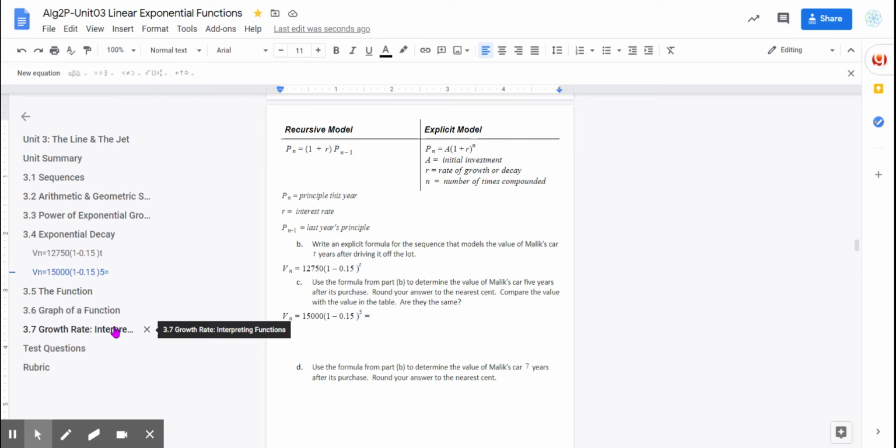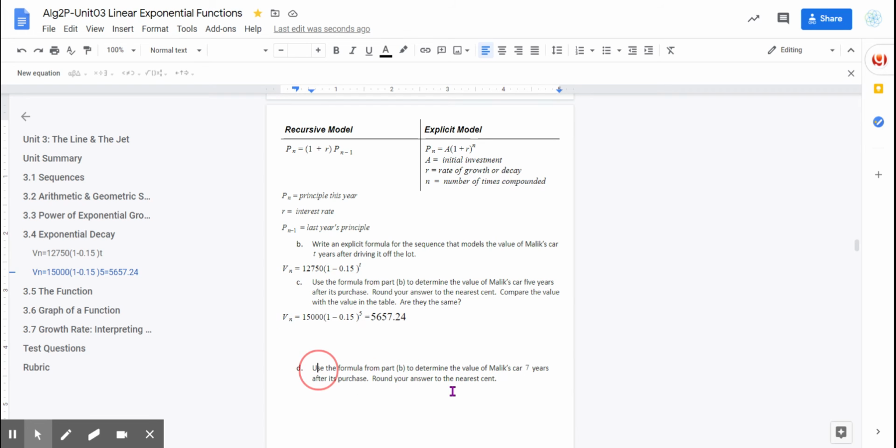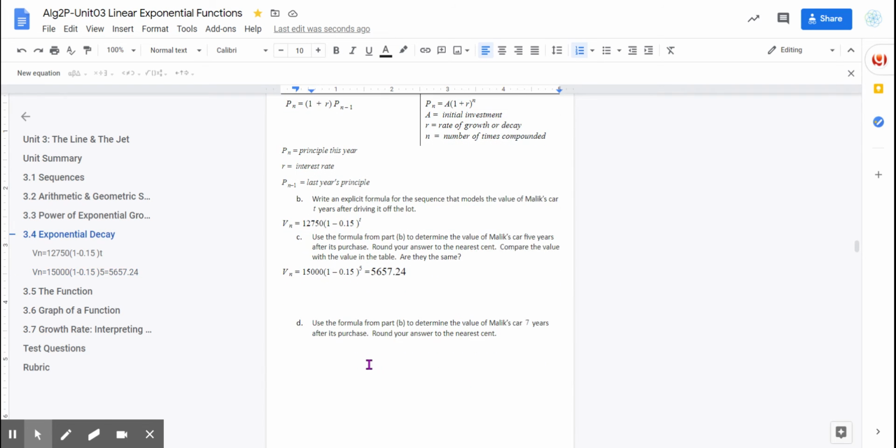And if we do that, then we have that the value is exactly what we calculated with the table, or $5,657.24. Now we can repeat this whole process for 7 years, as they ask us to do in this Part D. So reading Part D, use the formula from Part B to determine the value of Malik's car 7 years after its purchase. Round your answer to the nearest cents.